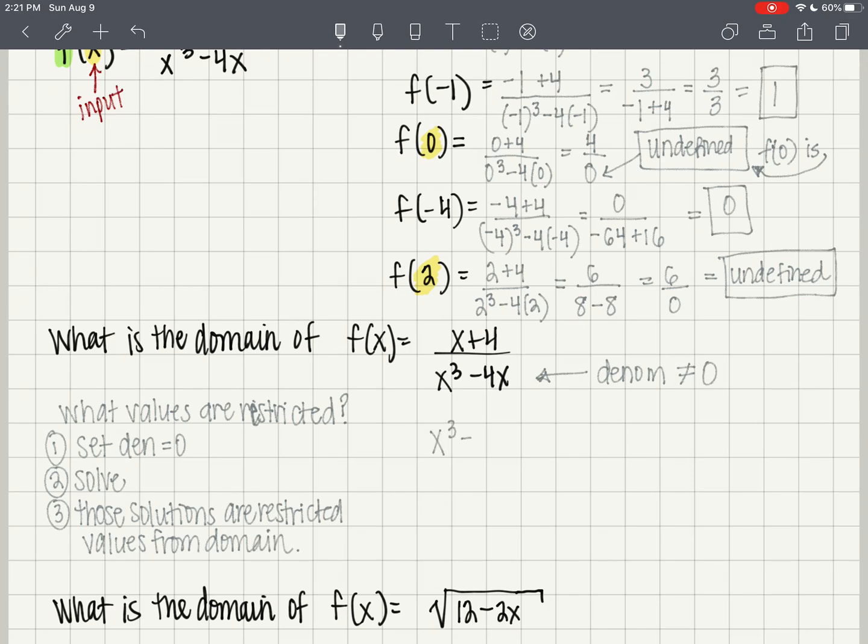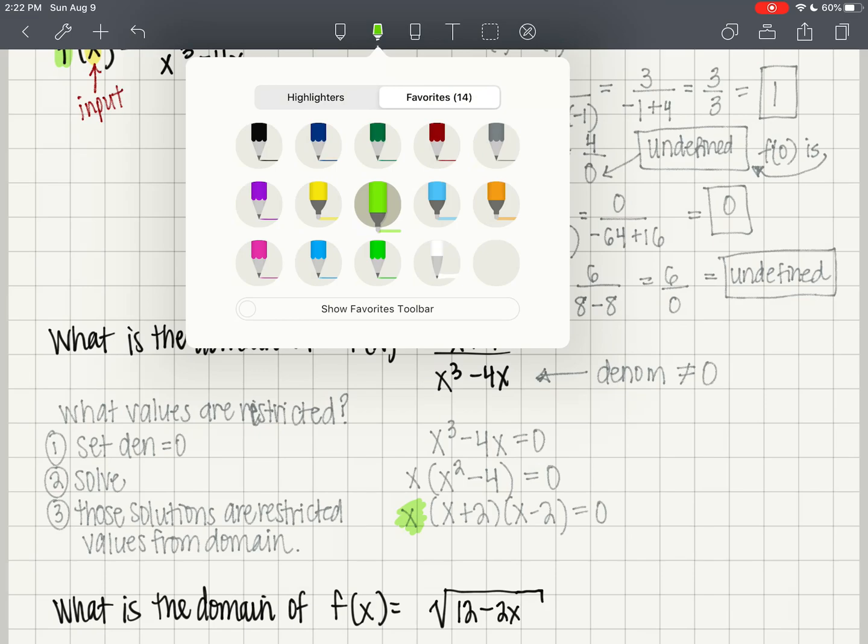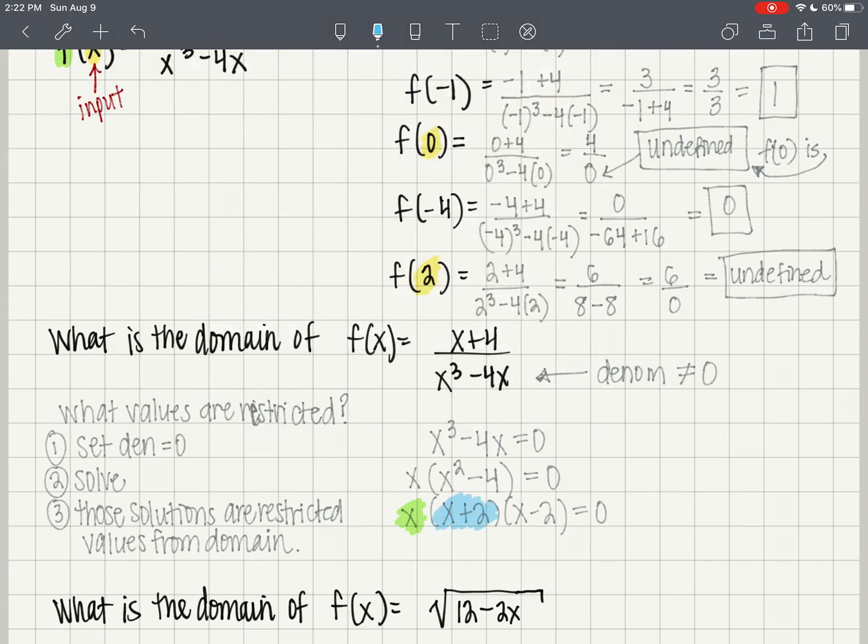Okay, so we have x cubed minus 4x equals 0. I'm going to factor out an x, which gives me x squared minus 4. So I've got x, I'm going to continue to factor, x plus 2, x minus 2 equals 0. And then I'm going to set each variable factor equal to 0. So I have x equals 0, x plus 2 equals 0, and x minus 2 equals 0.